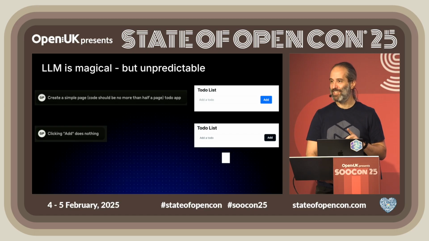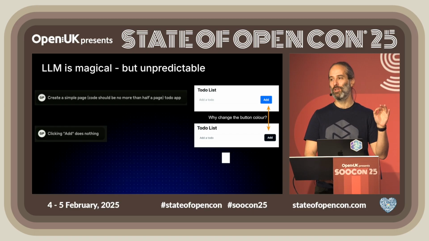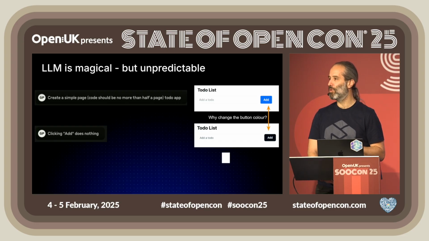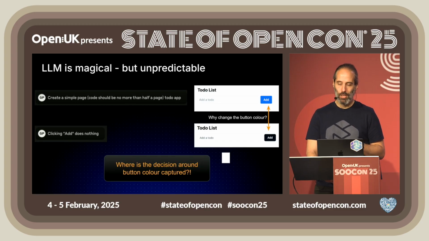There's another subtle change that has happened here. Anybody noticed? Why did the button color change? I told it to make the add button work. There was never an ask or a statement about the color. But then you kind of stop to think about it. Where did I ever ask it to change the button color? Where was this decision even made? Where is it captured? The answer really is it's captured in code.